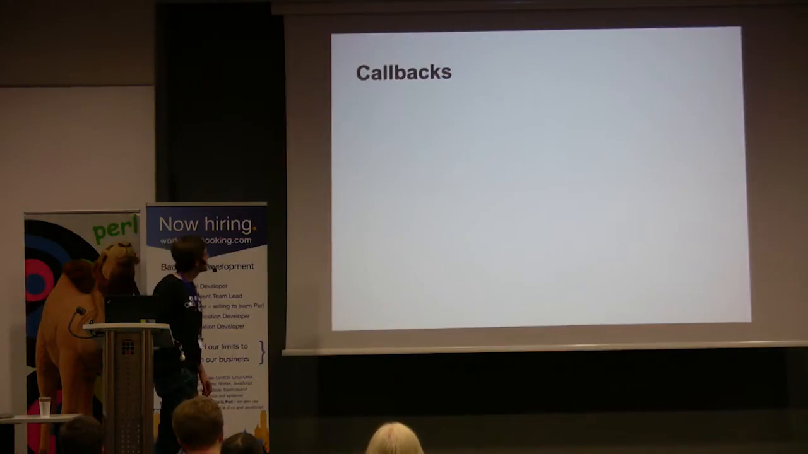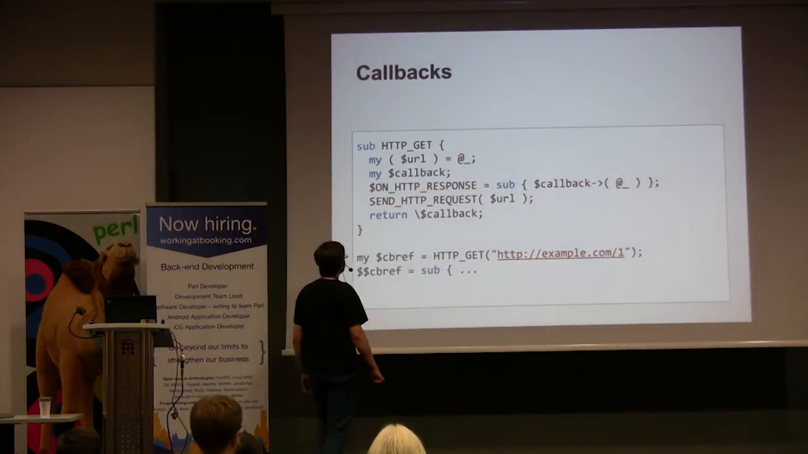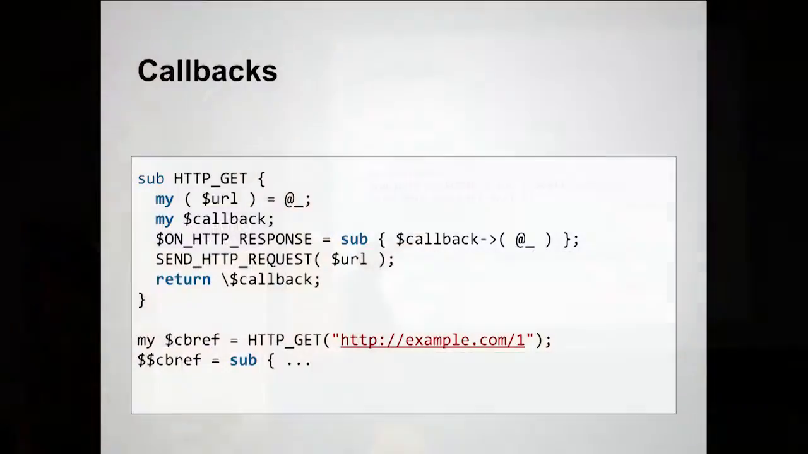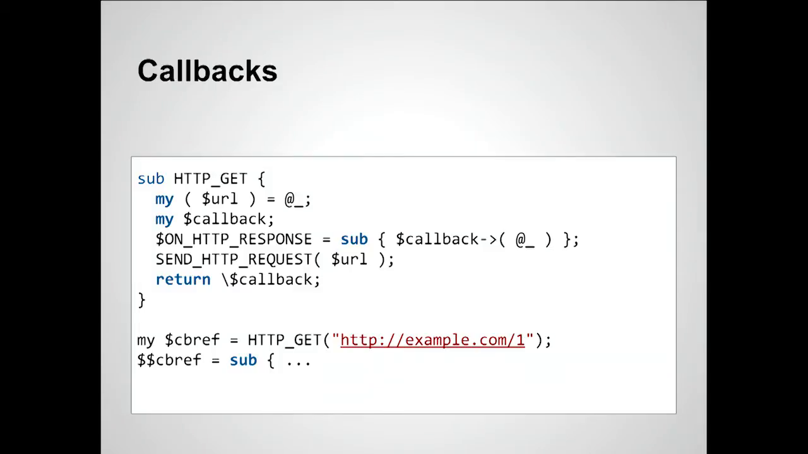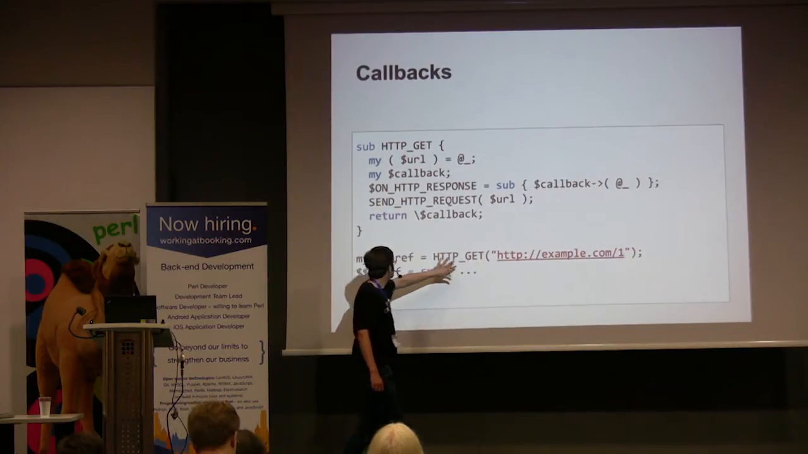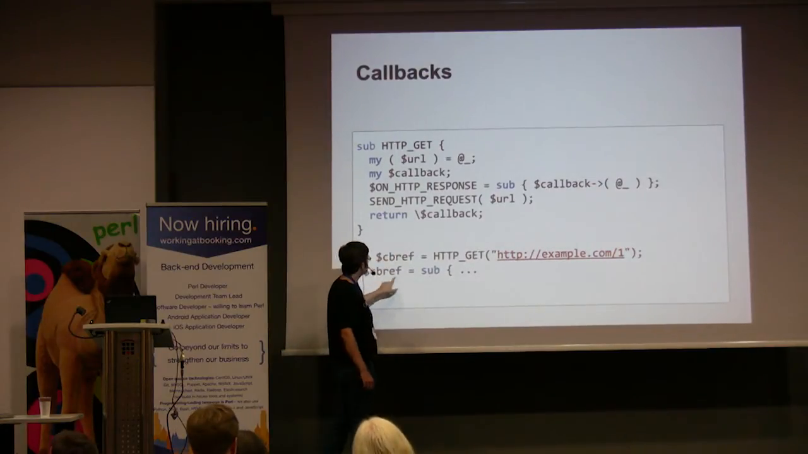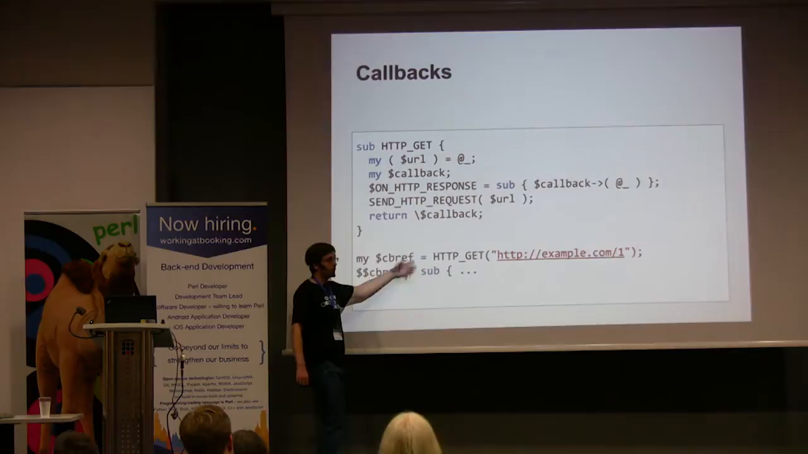So we could rewrite this very slightly. Rather than passing in a code ref, we'll create this variable called callback. And later on, when the response arrives, we'll call whatever code we happen to find in it. And then we'll return to our caller a reference to that variable. When someone calls HTTP GET, that starts the request, and it's returning this little box here, this code ref, into which we can store our actual code ref to say, when it arrives, do that.